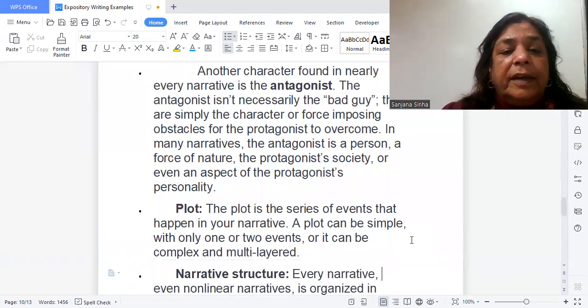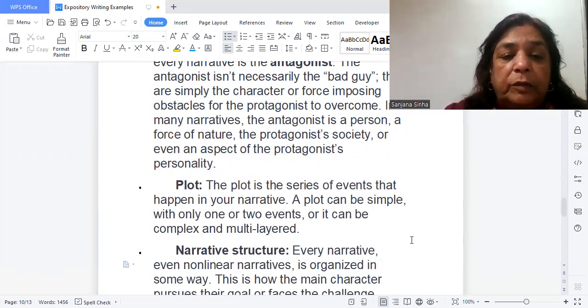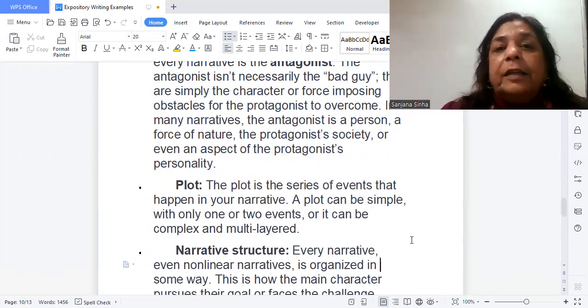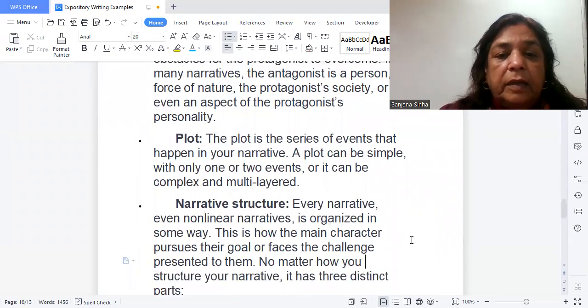Now the characteristics include moving ahead with the plot. Now, what is the plot? The plot is the series of events that happen in your narrative. A plot can be simple with only one or two events, or it can be complex and multi-layered. You can talk about a lot of events.